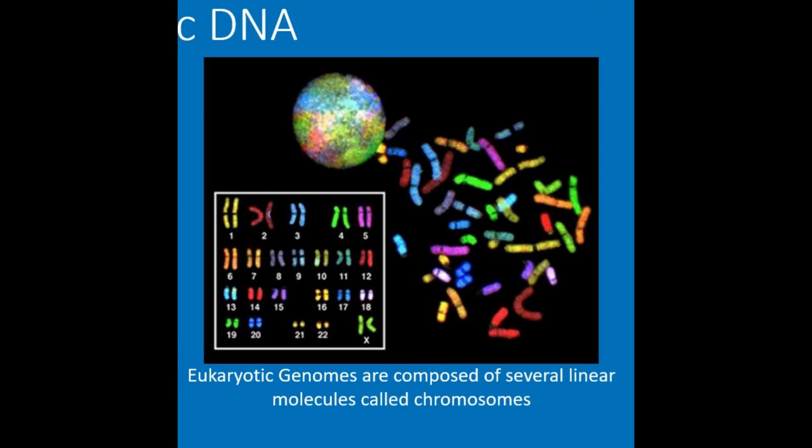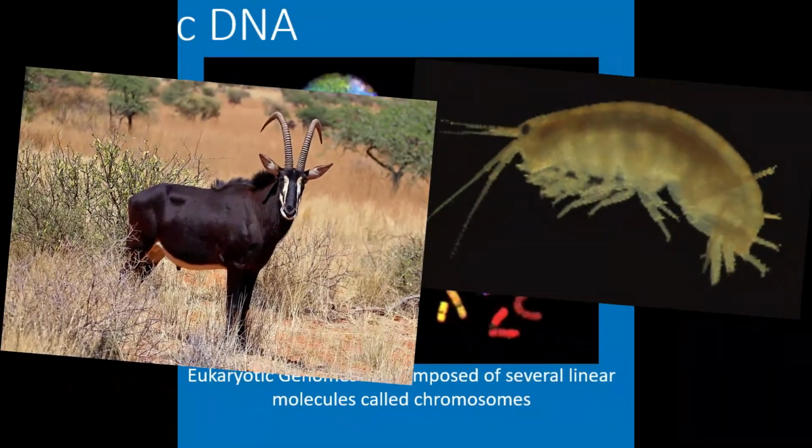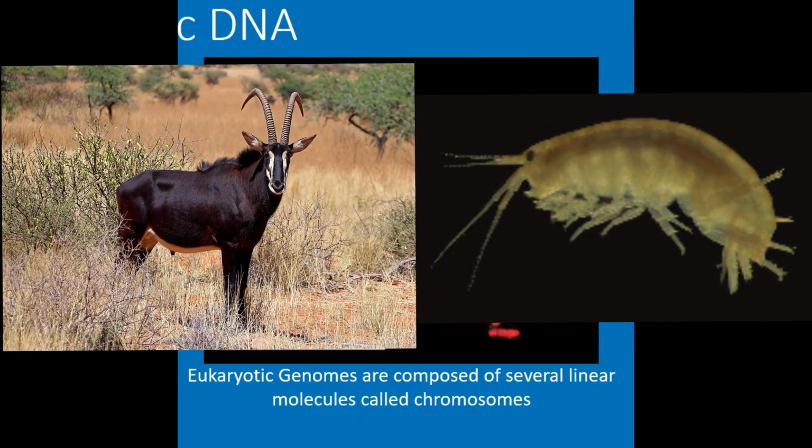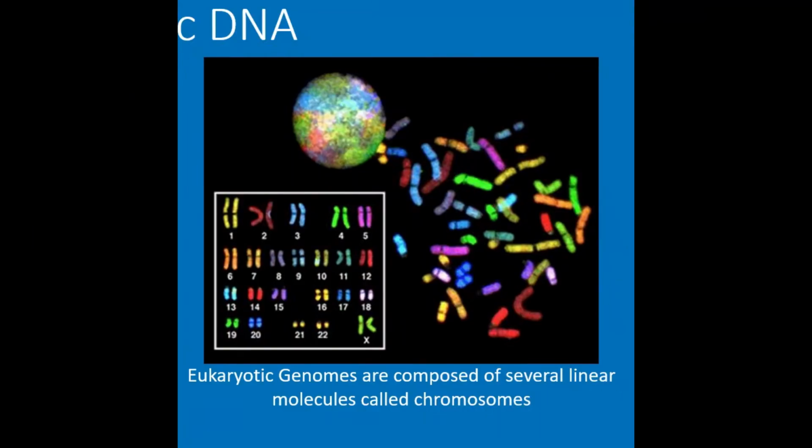Each species of eukaryote has a specific number, but it's possible for two species to have the same number of chromosomes. Humans have 46 chromosomes within their somatic or non-sex cells, but we also share this number with an amphipod and a species of antelope. So while chromosome number varies by species, it's the DNA within the chromosomes that indicate what species an organism is. Humans have 23 chromosomes in their gametes, or sex cells.